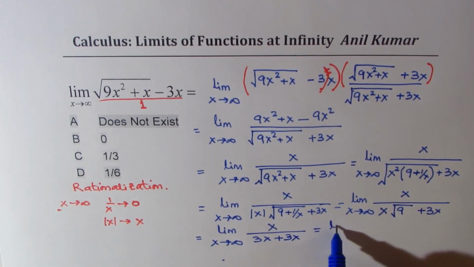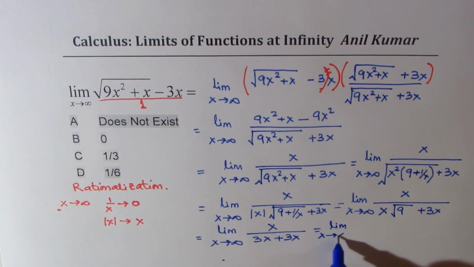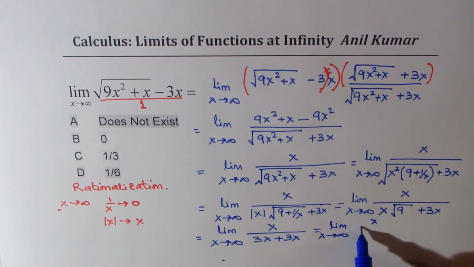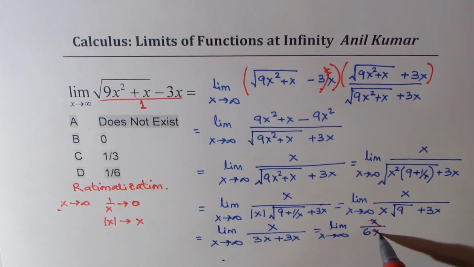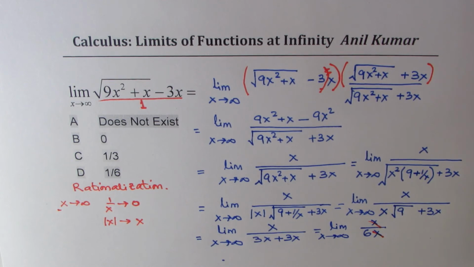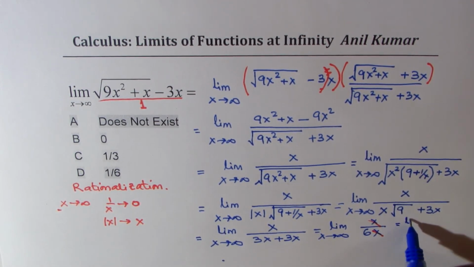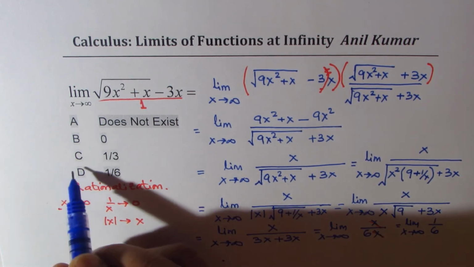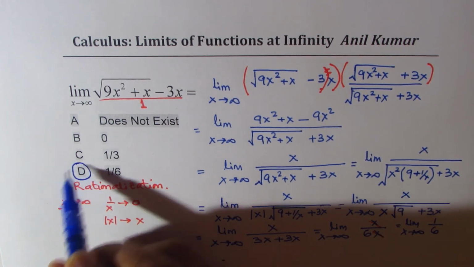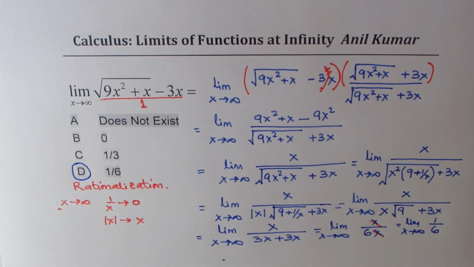So what we have here is limit x approaches infinity, x over 6x. Now you can cancel x. So what are you left with? You are left with just 1 over 6. So you get limit x approaches infinity of a constant 1 over 6, and therefore clearly the answer is 1 over 6. Do you see that part?